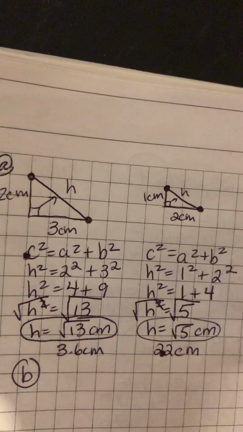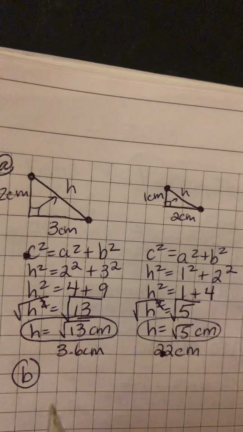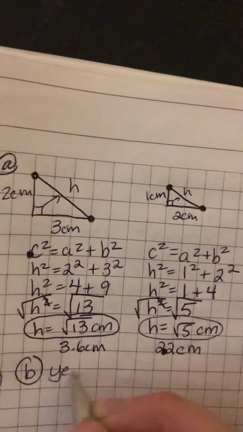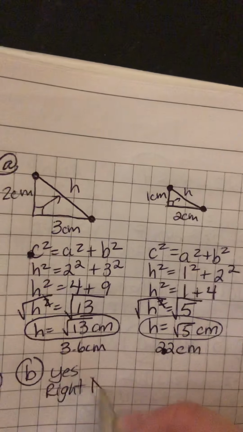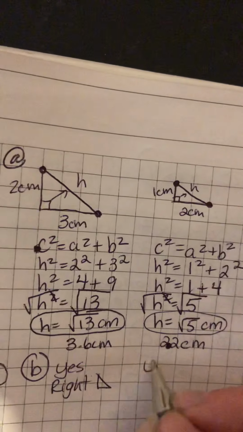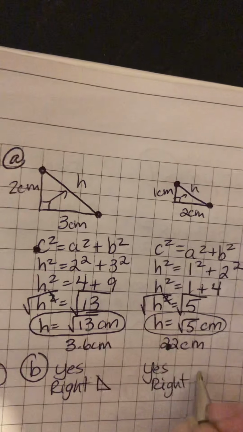it asks, could these line segments be arranged to form a triangle? Can they create a right triangle? So the answer is yes, and it's a right triangle. And this one would be yes, and it does create a right triangle.